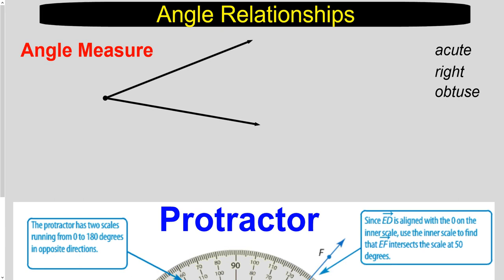To measure angles, we use three different vocab terms. We've got acute, right, and obtuse, and that covers all of the possibilities for the size of an angle. Acute means that it is less than 90 degrees. Right means it's equal to 90 degrees, and obtuse means it's greater than 90 degrees.